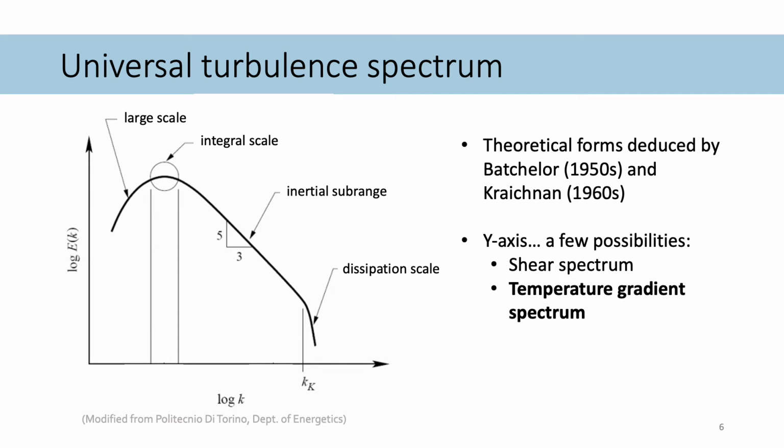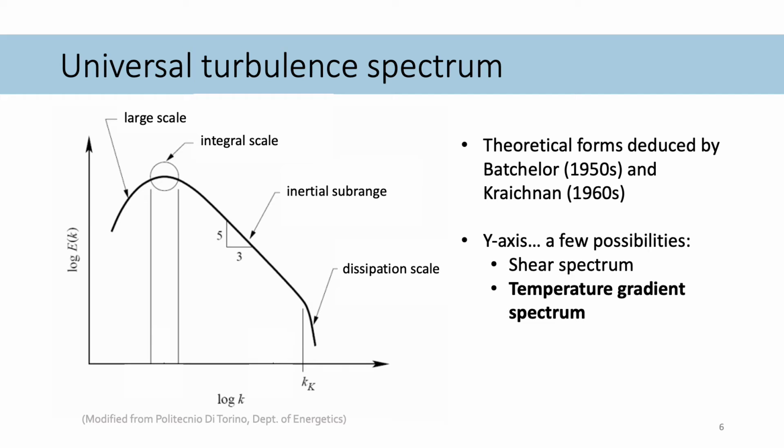Something really remarkable about turbulence is that the turbulent spectrum is universal. What I mean by this is that when a fluid is turbulent, its spectrum in frequency or wave number space is very predictable. Theoretical forms for the spectrum, which are now widely accepted, were deduced by Batchelor and Kraichnan in the 1950s and 60s. The spectrum here on the screen is of kinetic energy, but you can also have spectra which follow a similar form for shear or temperature gradients, which is what I'll be showing you in a few slides.